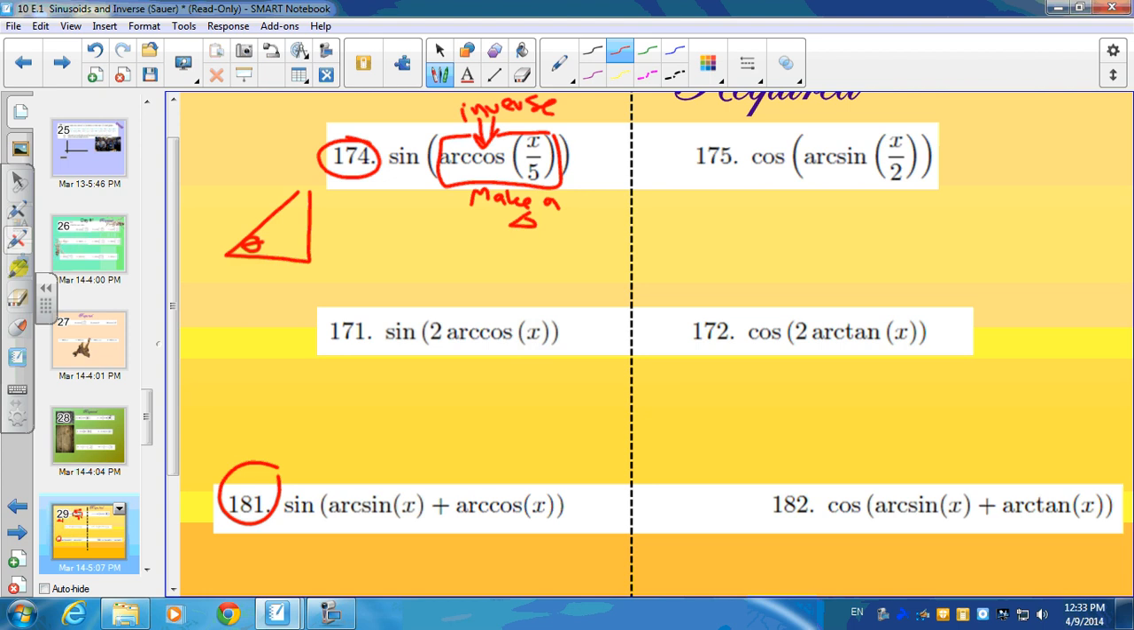So this cosine is x, and the hypotenuse is 5. Is that part all right? So using Pythagorean theorem, this will be 25 minus x squared. So there's my triangle, made the triangle. Now you're going to take the sine of that, opposite over hypotenuse. So that's going to be square root of 25 minus x squared all over 5. That's it. That's the answer.